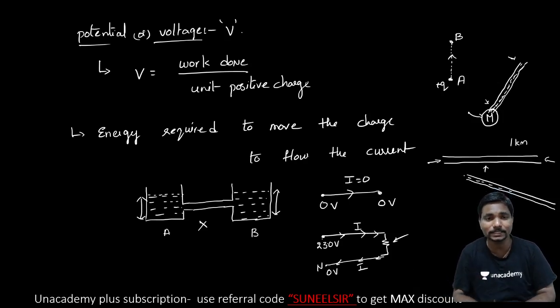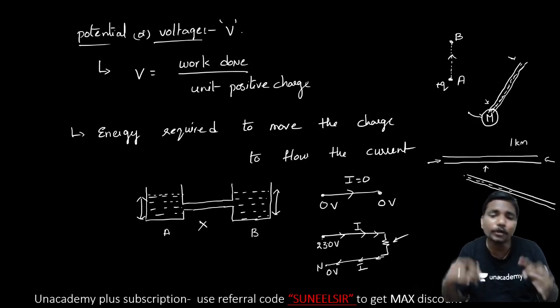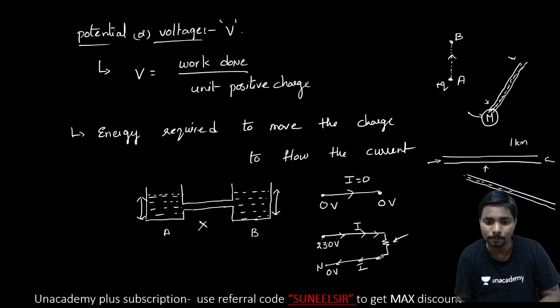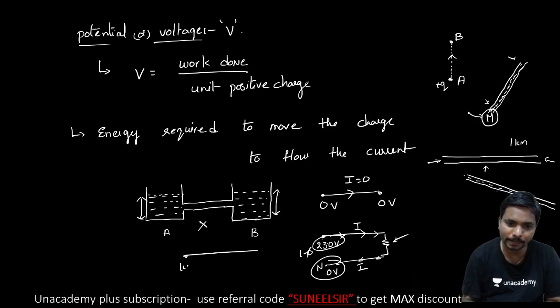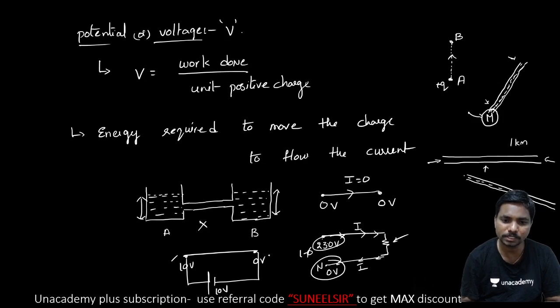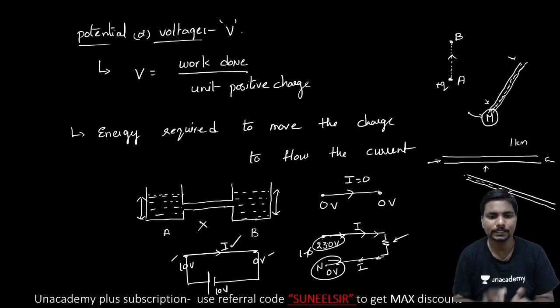So we can understand this one. To flow the current, we must have a potential difference. If you don't have a potential difference, how to get it? By providing the supply, or by connecting a battery. For example, if you connect a 10 volt battery, positive is 10 volt, negative is 0 volt. Then what is happening? Here 10 volts, here 0 volts. There is a potential difference, then current will be flowing like that.